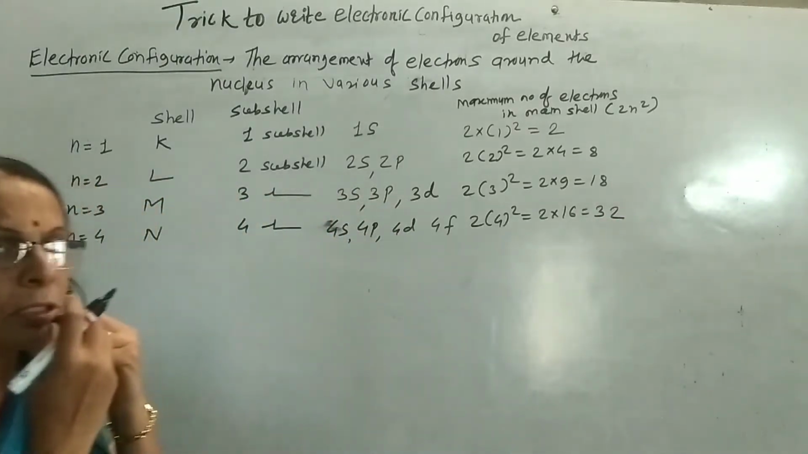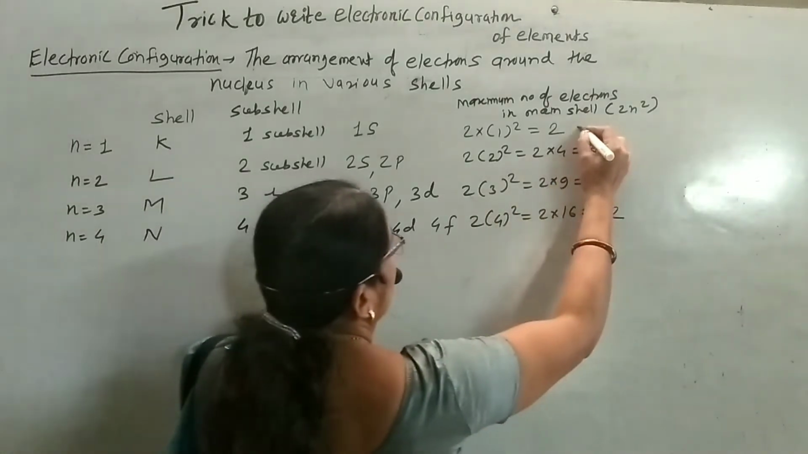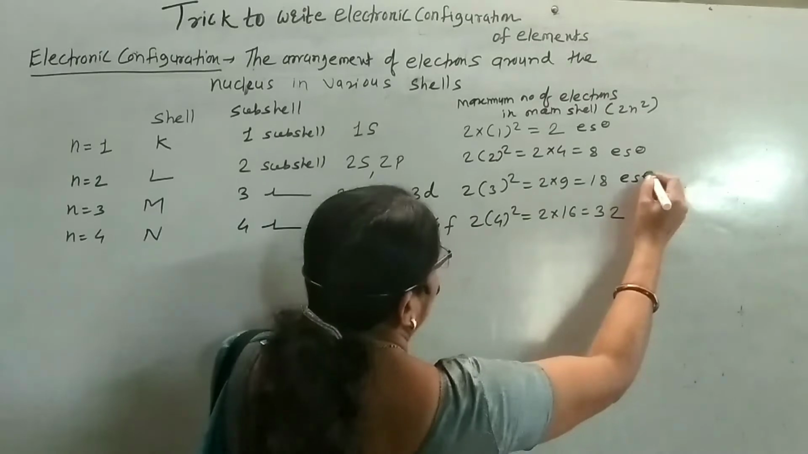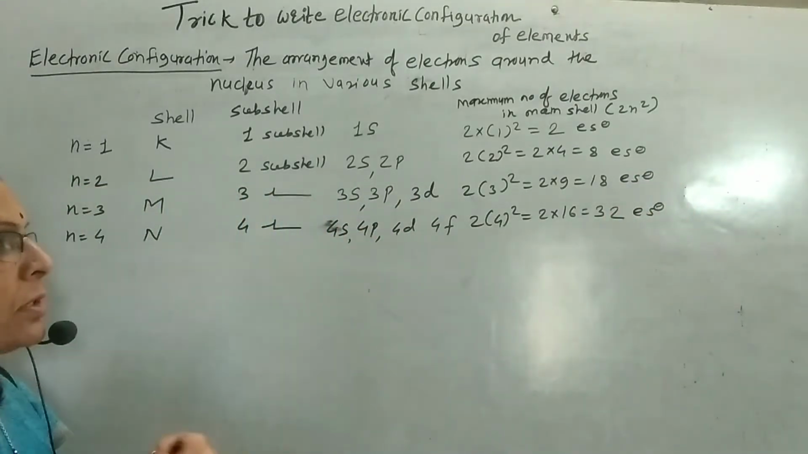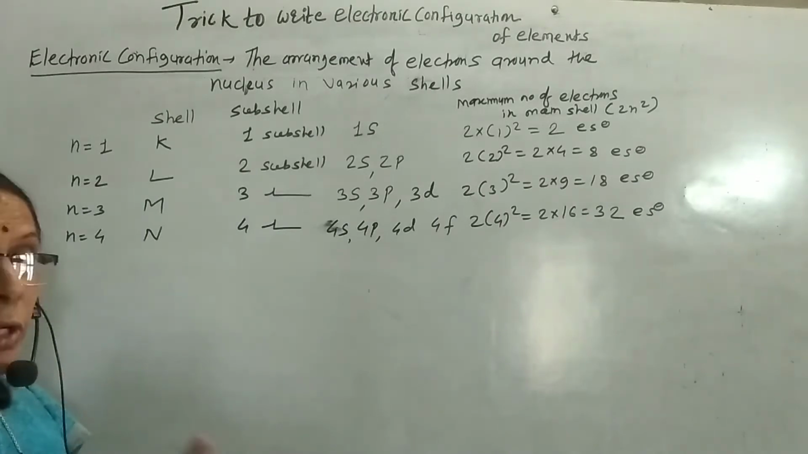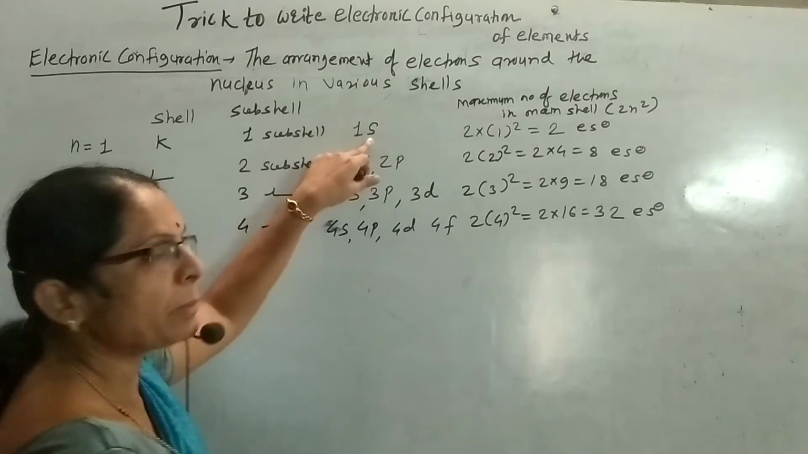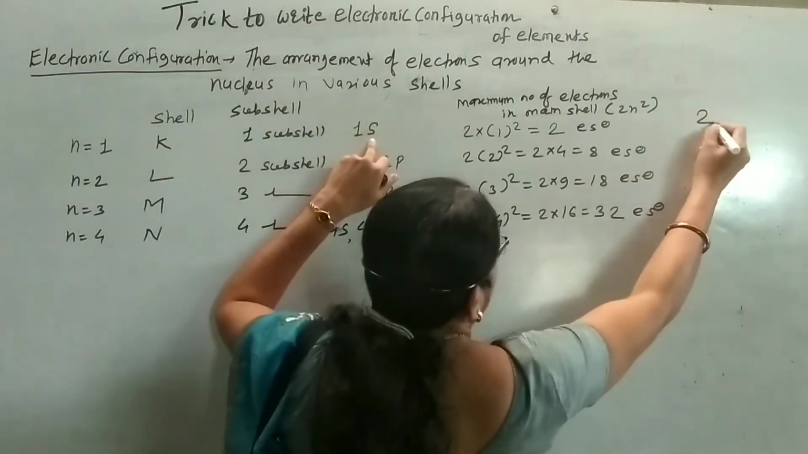So the first main shell has a maximum capacity of 2 electrons, then 8 electrons, 18 electrons, and 32 electrons. Like this you can consider. Now you can check how these electrons are filled.